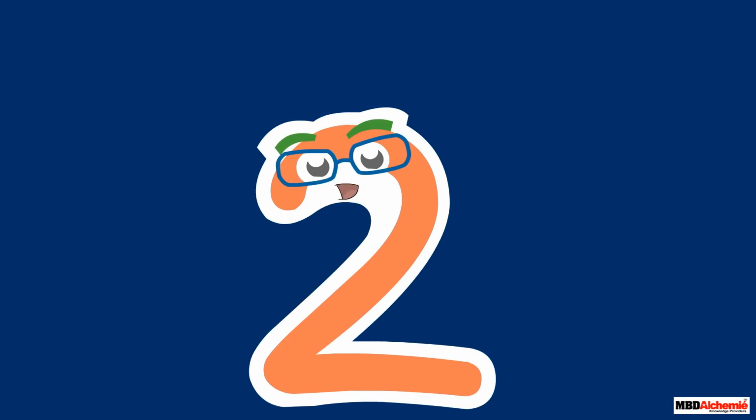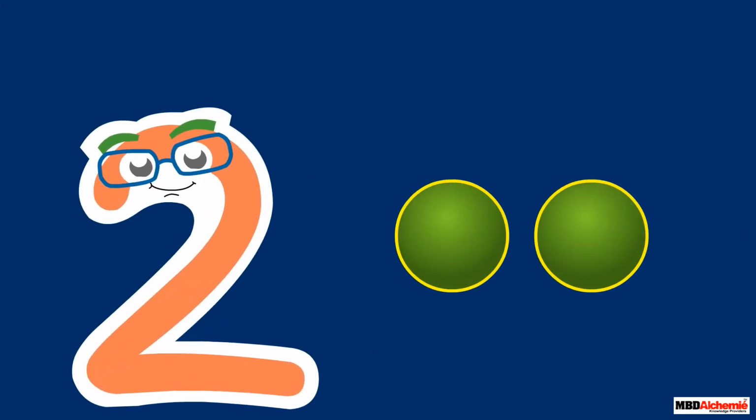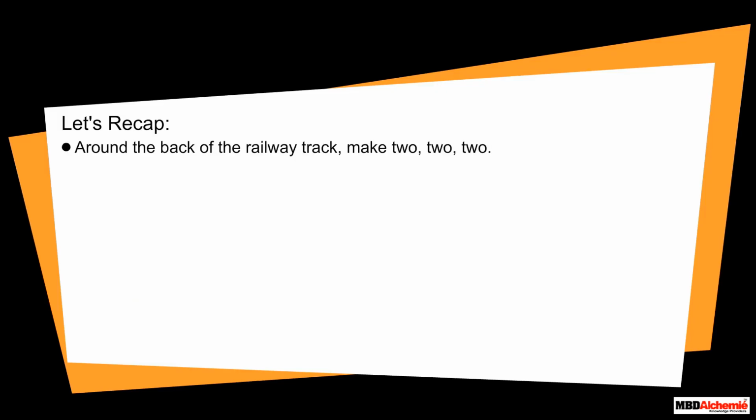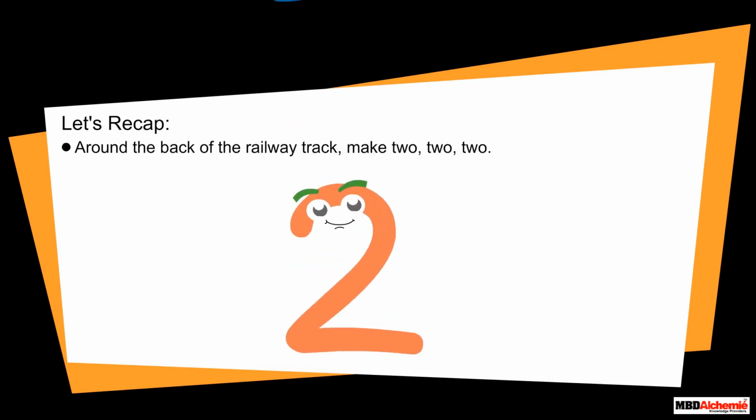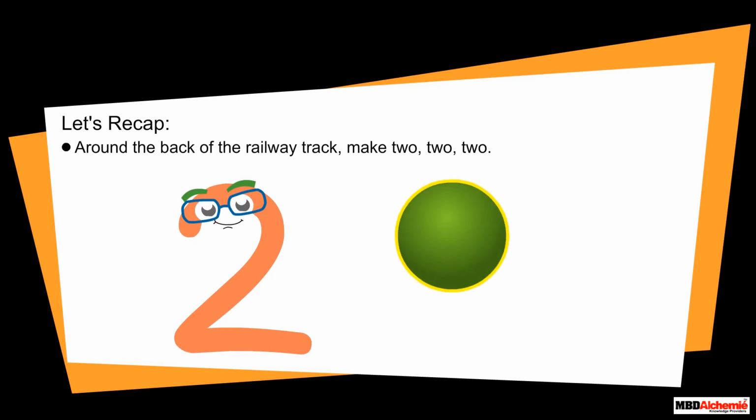Look at me. I am 2. 1, 2, 2. Let's recap. Around the back of the railway track, make 2, 2, 2. 1, 2, 2.